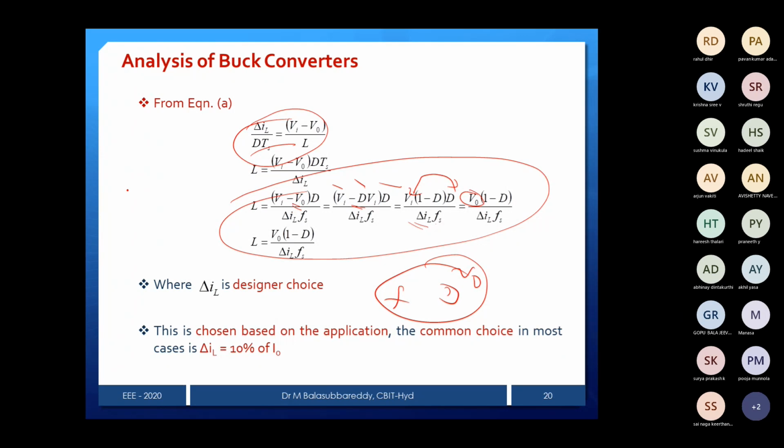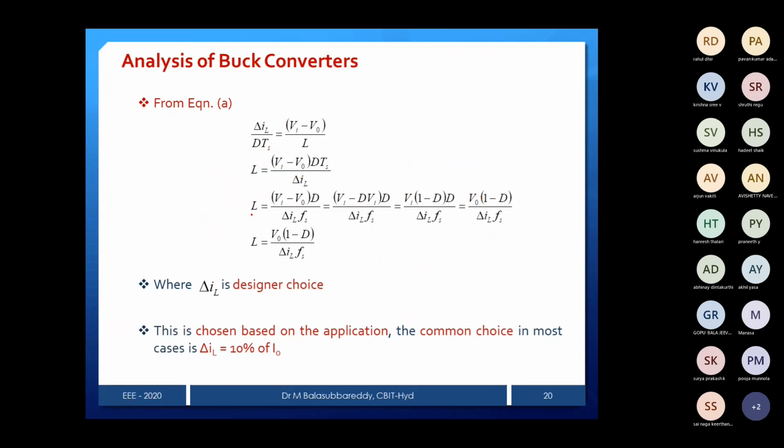That's why finally, what is the L value? We got it. L is equal to V out into 1 minus d by delta IL into Fs. This is the L value. Now based on the delta IL, this is the designer choice, how much you have to minimize the ripple. They may say that 10% of the load current, preferably we will consider 10%. If you want to reduce further, whatever load current they may give, take delta as 5% or 3% or 10%. You can substitute here. We will get the required L value.